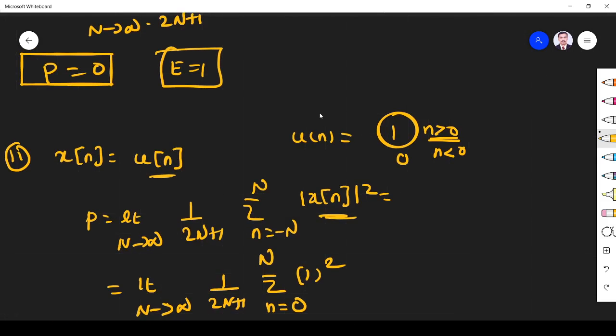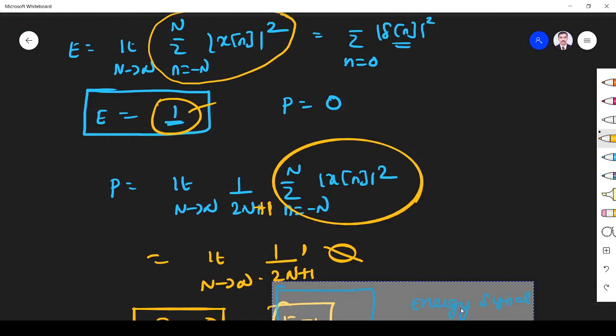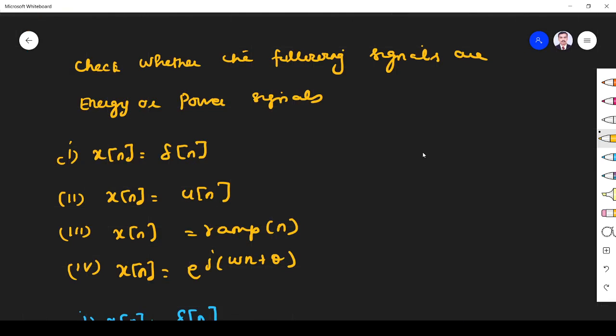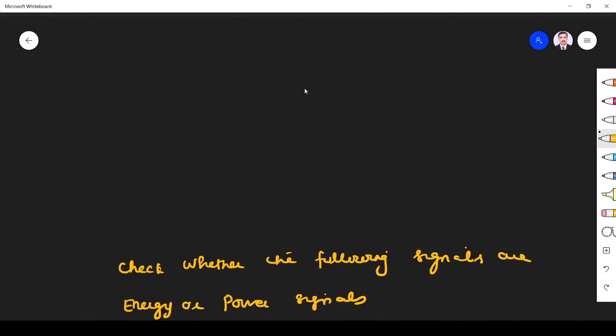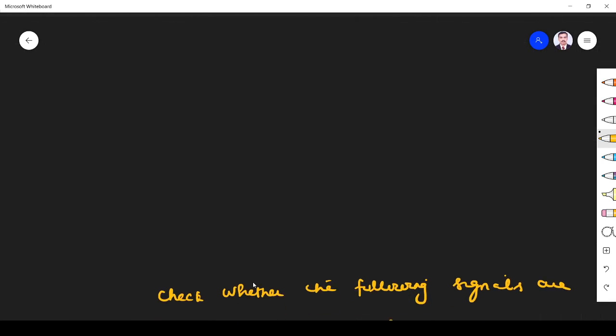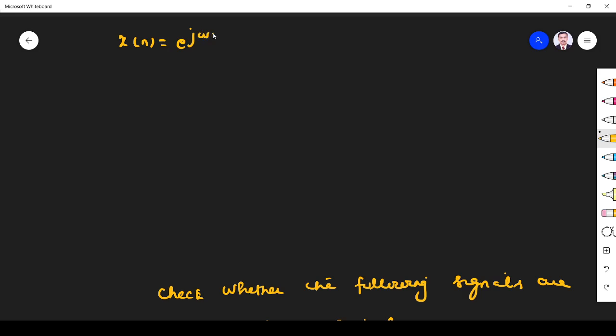Okay, next we see, what about the fourth problem? The fourth problem is given by, okay, what is that? x of n is equal to e power j omega n plus theta. So let us do that. x of n is equal to e power j omega n plus theta. This is the fourth problem, right? So let us see that.